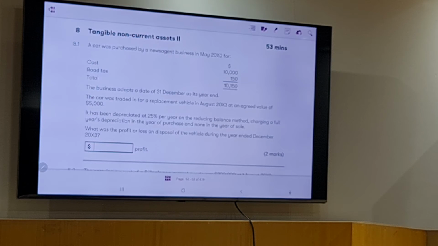Now, how much are they selling this machine for? 5,000. So they calculate the profit for this. After that, find out the difference between the sale value and this one. Clear? Okay. Is this coming to profit? Yes.